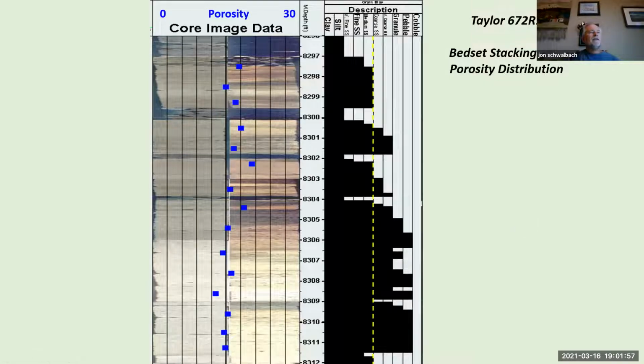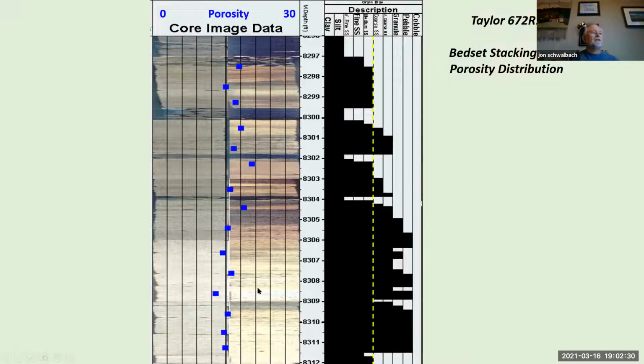Okay, we also see a similar phenomenon in terms of how the beds stack. So this is a core photo with porosity values overlain in the blue squares, scaled 0 to 30. And then on the right, you see essentially a histogram of grain size from detailed core description. So the yellow line here denotes the medium grain size. So what you see here is relatively constant porosity here at the base.